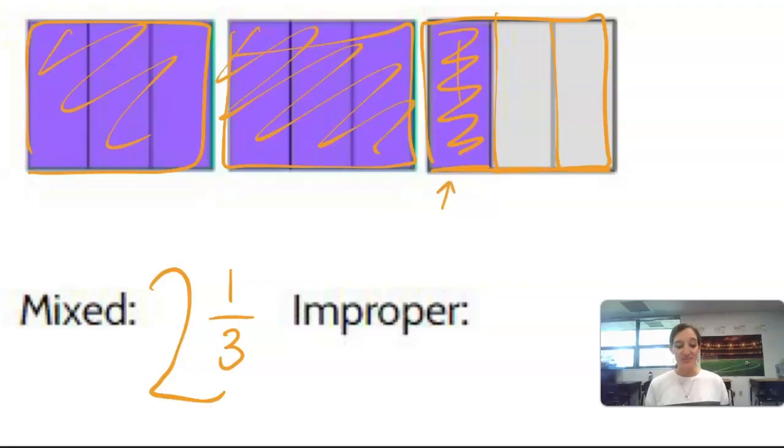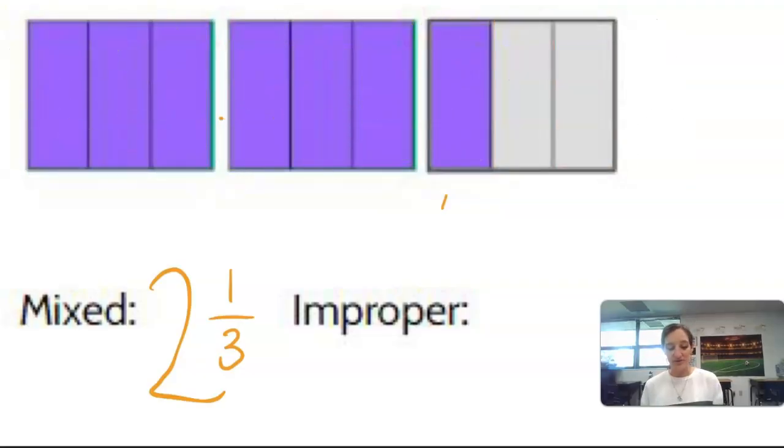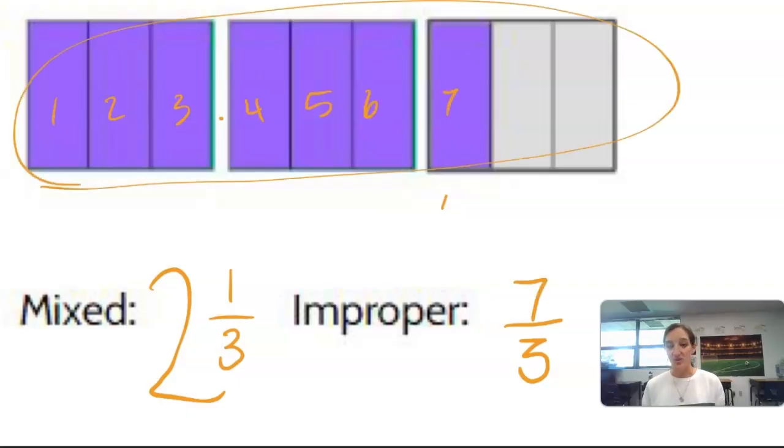Now to get to the improper, we can do one of 2 things. We can just, let me make this big, count all the thirds. All of these candy bars are divided in thirds, so we could just go 1, 2, 3, 4, 5, 6, and 7, and get 7 thirds. But we won't always have the visual, will we? So we've got to also learn it a different way.